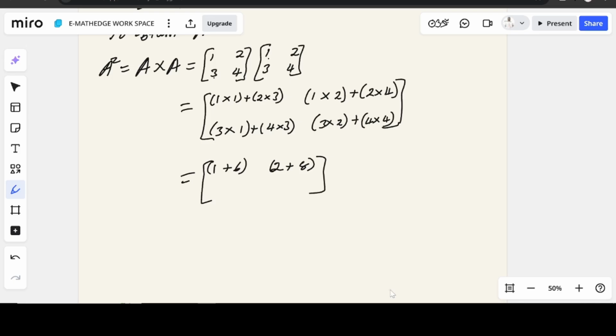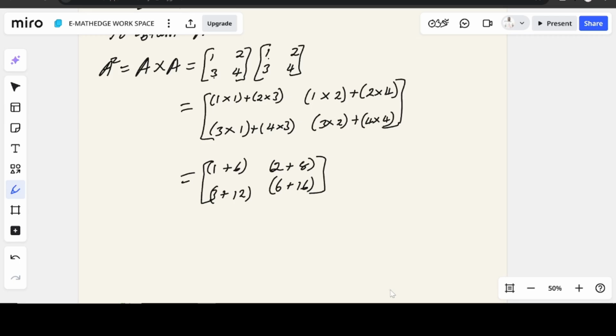The next one is the element in the second row, first column. So 3 multiplied by 1 is going to give us 3, plus 4 multiplied by 3 is going to give us 12. Now the element in the second row, second column is 3 multiplied by 2, which is 6, plus 4 multiplied by 4, which gives us 16. Now we simplify this a little bit.